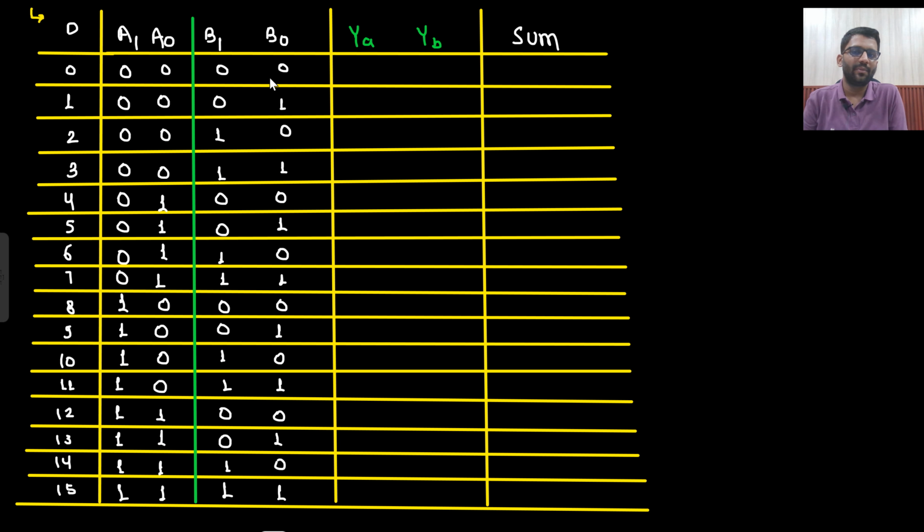So 00 is added with 00. What will be the sum? 0. 00 is added with 01. What will be the sum? 1. 00 is added with 10. So this has the place value of 1, this has the place value of, sorry, 2. This has the place value of 1, this has the place value of 2. So 0 plus 2, 2.